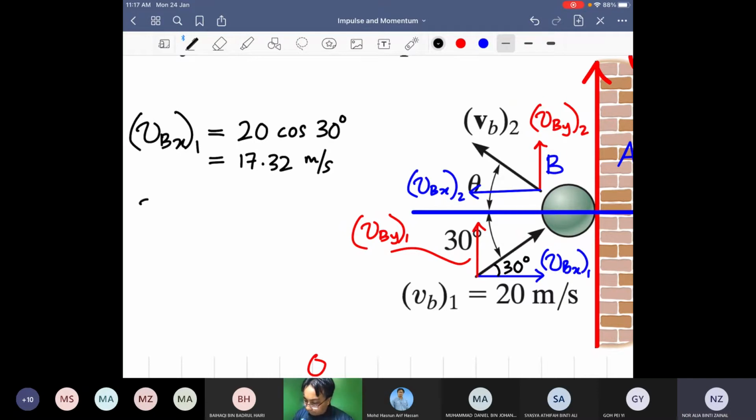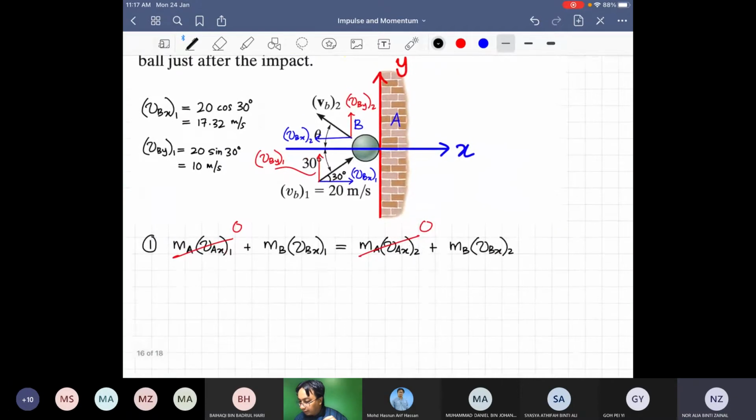Okay. VBY1 is 20 sin 30 degrees. So kita akan dapat 20 sin 30 is 10. 10 meter per second. Okay.